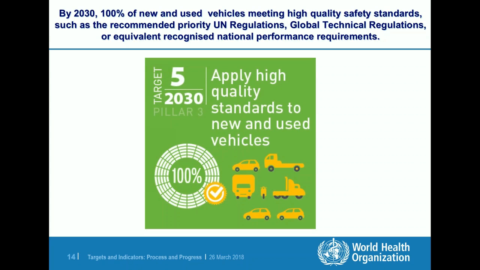Target number 5 refers to vehicle standards and the need to improve vehicle standards so that new and used vehicles meet priority UN regulations, global technical regulations, or other equivalent recognized national performance regulations. And the idea here is that all new cars that are being sold in countries should meet these standards, but also that all used vehicles should meet these standards.